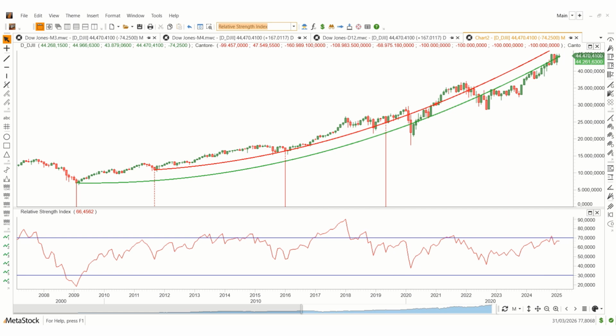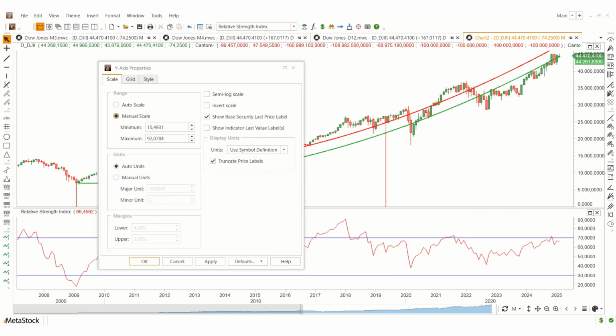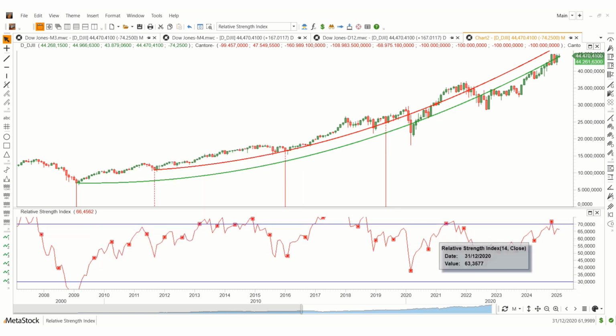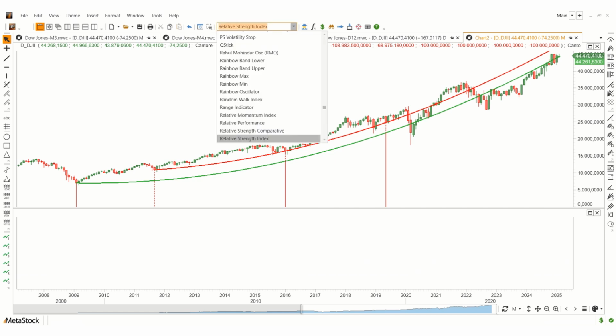indicator. As we did for the definition of the manual scale of the Dow Jones Index chart, we similarly define the manual scale of the RSI indicator, and if we want, we can, for example, reduce the amplitude in a range of from 25 to 75. We can now remove the original MetaStock indicator and acquire the add-on, which is Cantore ParVol RSIF.